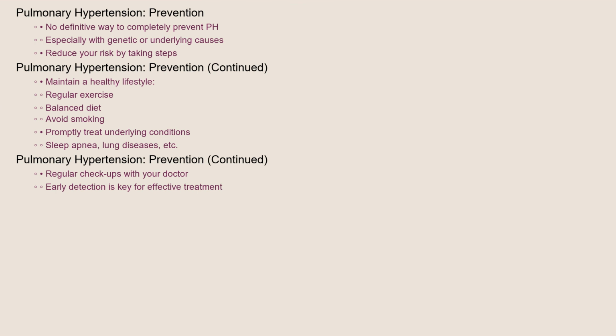Unfortunately, there's no definitive way to completely prevent pulmonary hypertension, particularly in cases where it's caused by genetic factors or underlying medical conditions. However, you can take steps to reduce your risk. Maintaining a healthy lifestyle, including regular exercise, a balanced diet, and avoiding smoking, is essential. Promptly treating underlying conditions such as sleep apnea, lung diseases, and connective tissue disorders can also help. Regular check-ups with your doctor can help detect PH early, when treatment is most effective.